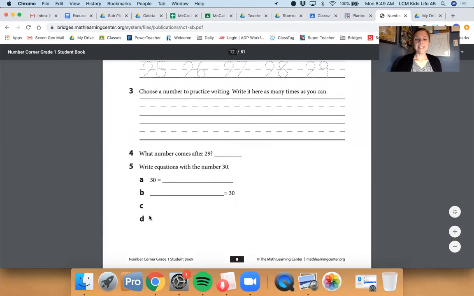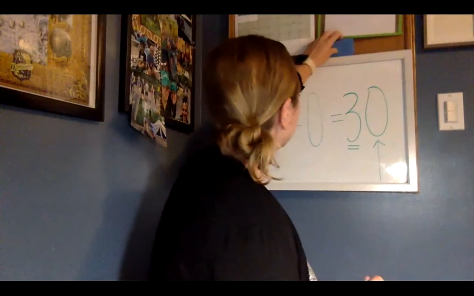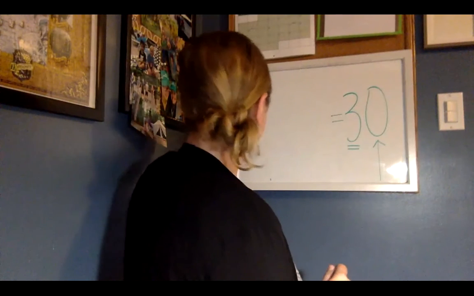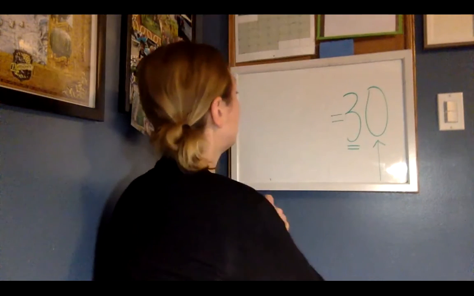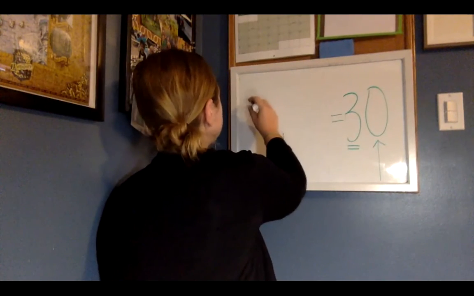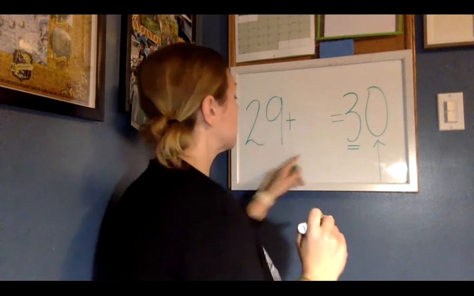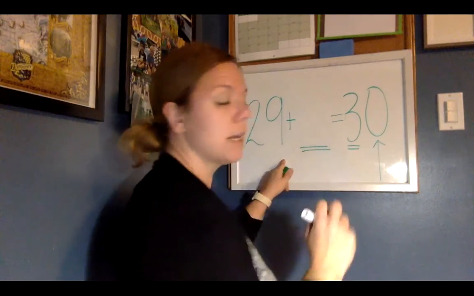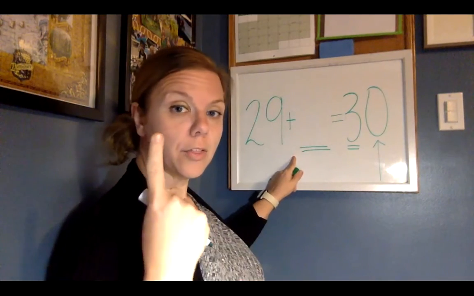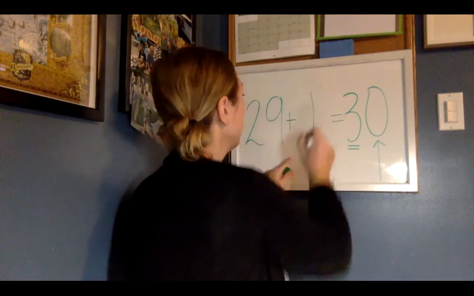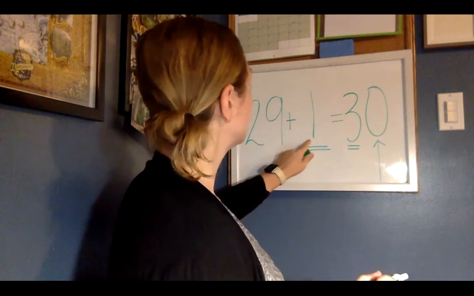There are C and D here for you to think of other ways to make 30. So let's think about that for a second. Could I make 30 in a different way, not just using tens? So for example, it asked you, what comes after 29? So if I start with 29, how many more do I need to make 30? So 29, 30. I would just need one more. So 29 plus 1 would equal 30. So those are how we add up to 30.